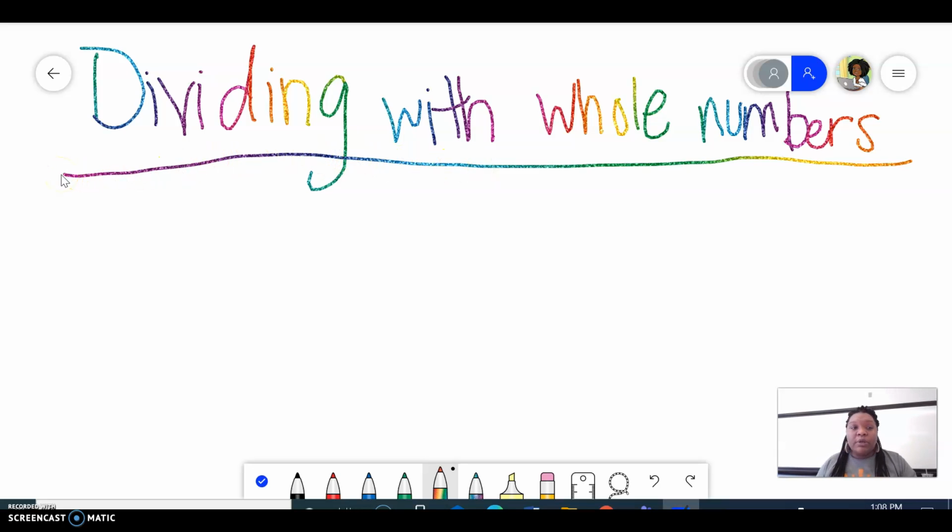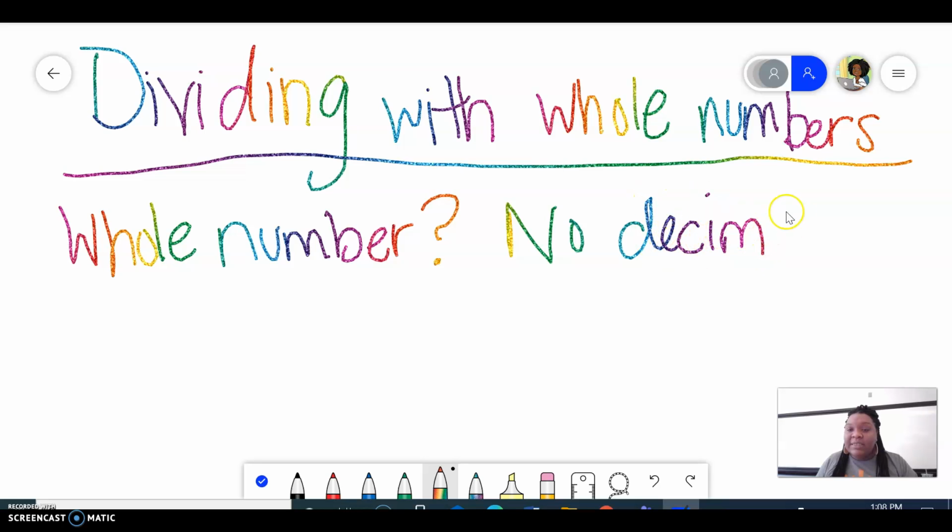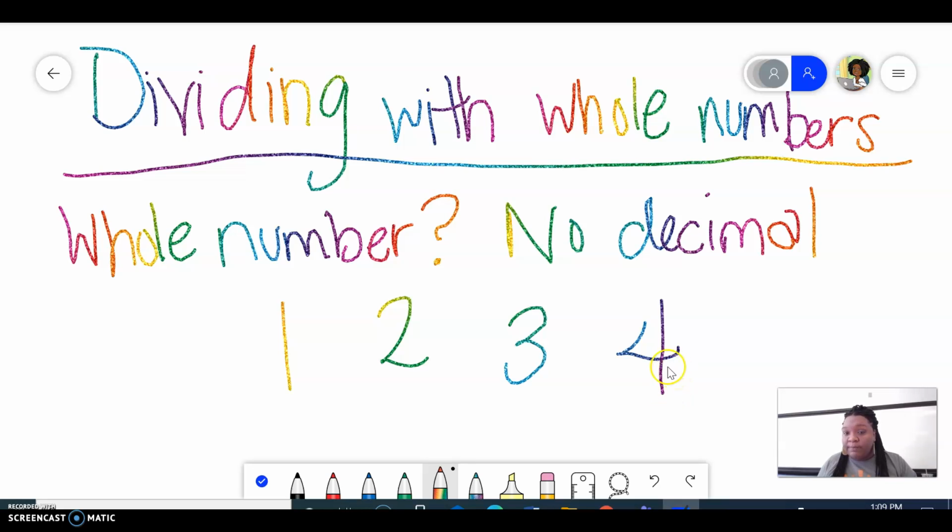Dividing with whole numbers. When we talk about a whole number, we're talking about a number that does not have a decimal. It's not shown as a decimal. It's a whole number. So for example, 1, 2, 3, or 4, these are all whole numbers.